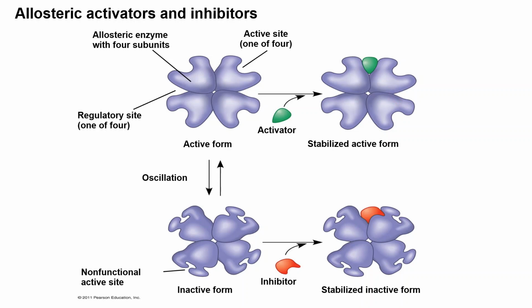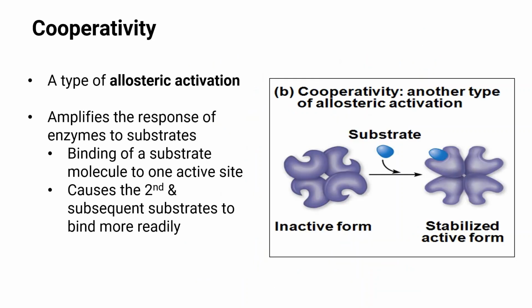Fluctuating concentrations of regulators can cause sophisticated patterns of response in the activity of cellular enzymes. At low concentration, activators and inhibitors dissociate from the enzyme, and the enzyme can oscillate again. This is another type of allosteric activation. These mechanisms are known as cooperativity.